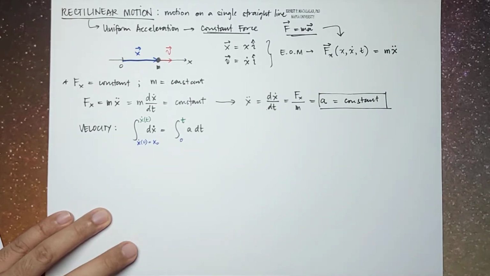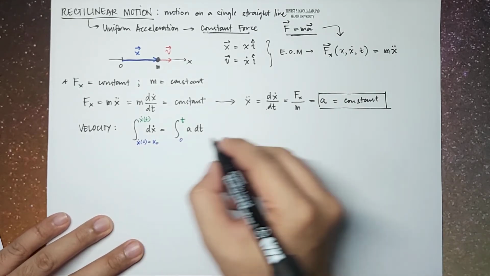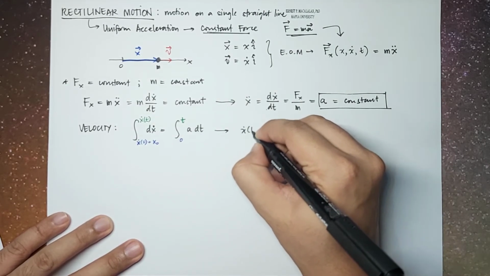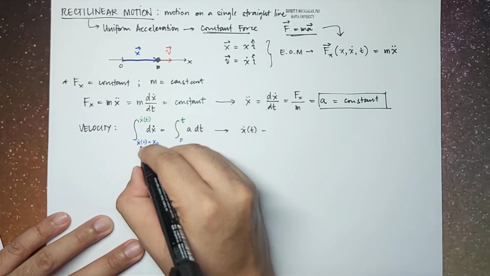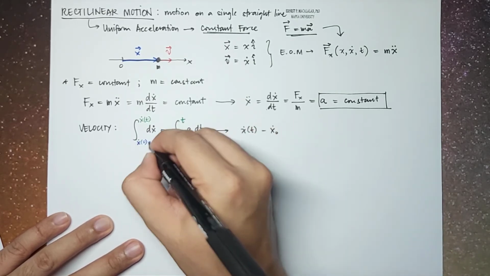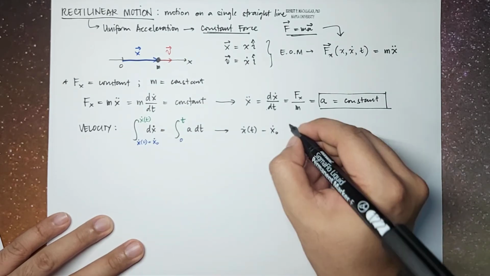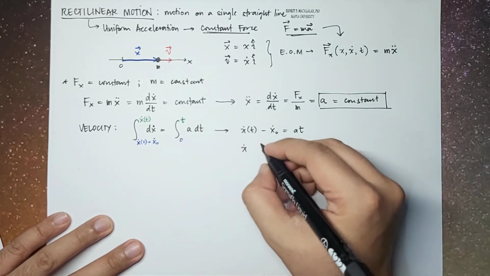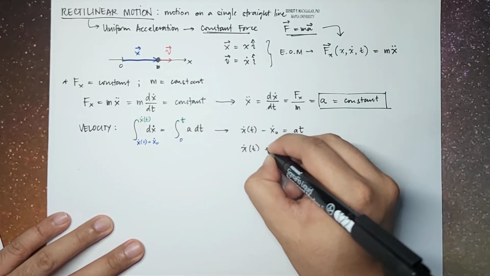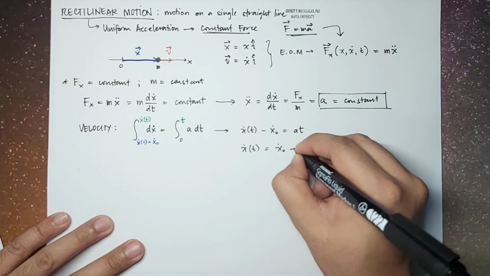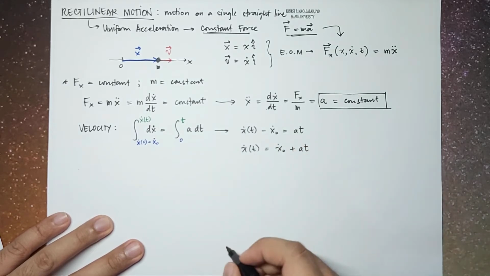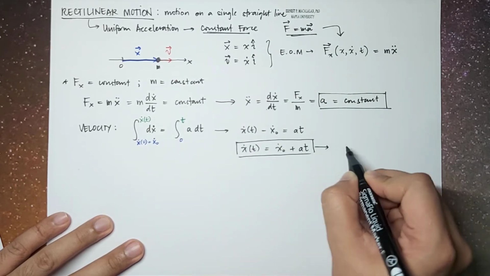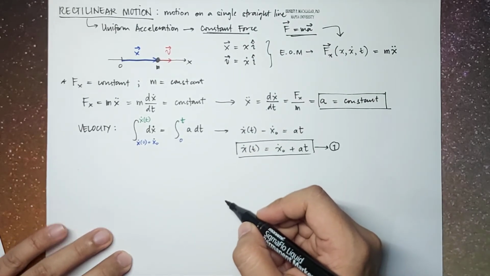From here we can now solve this as follows. This becomes x dot minus x dot naught, and this is equal to a t. Or more conveniently, the velocity as a function of time is equal to the initial velocity plus the product of the acceleration times time. Let's call this equation number 1.